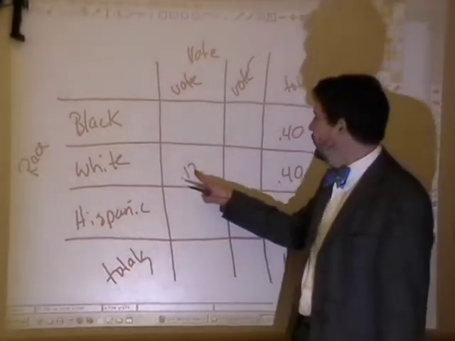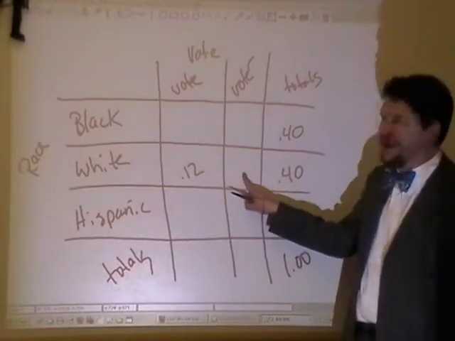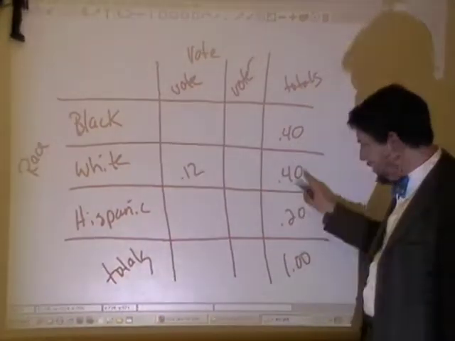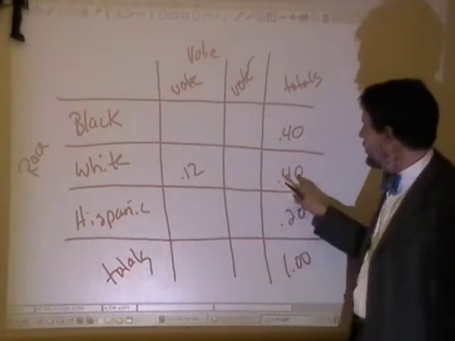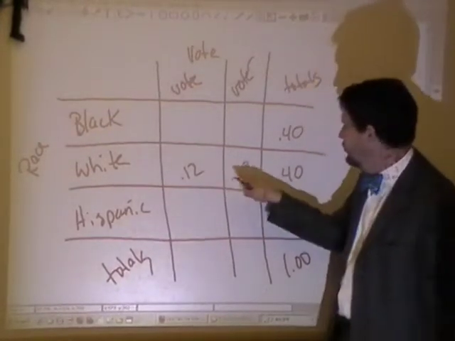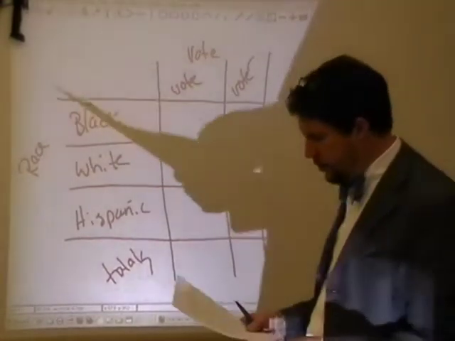Okay, so if 12% of the people are going to vote for him that are white, what percent aren't going to vote for him that are white? Well, as we add across, this is going to be 0.28 because 0.12 plus 0.28 is 0.40. Oh man, this is so hard, I'm sweating.